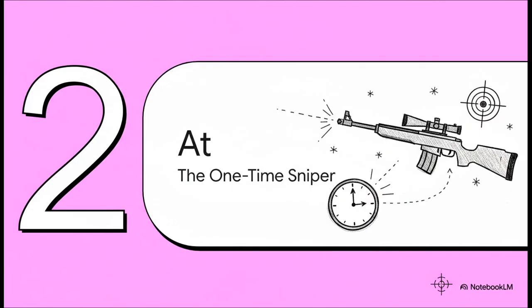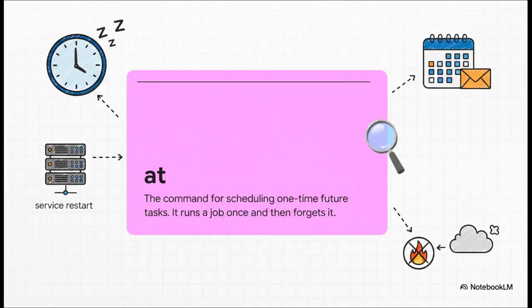All right, on to our second tool. If Cron is that reliable workhorse, then the at command, well, at is the precision sniper. It's built for a totally different kind of job, running a command just once at a very specific time in the future. The at command is your go-to for all those fire and forget tasks. You know, maybe you need to restart a server at 3 a.m. tonight, but there's no way you're waking up for that. Or maybe you want to send a report right at 5 p.m. when the workday ends. For these one-off jobs, at is perfect.